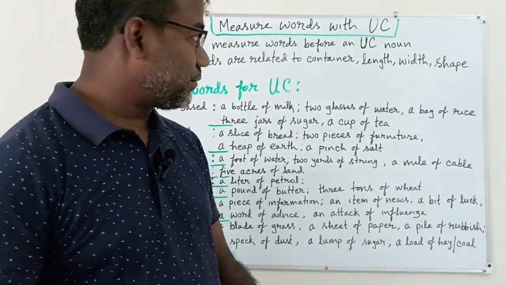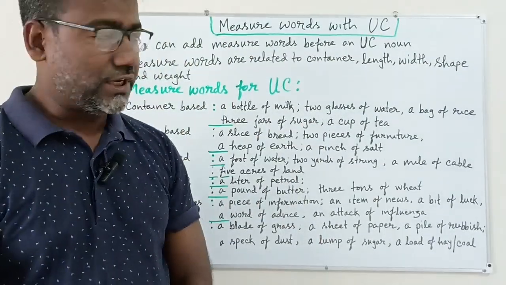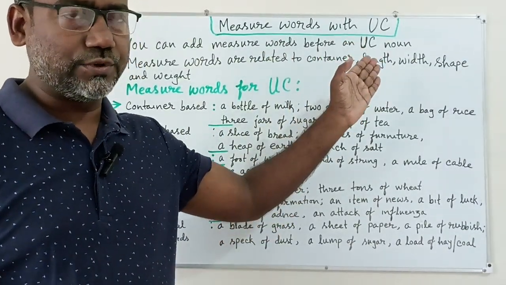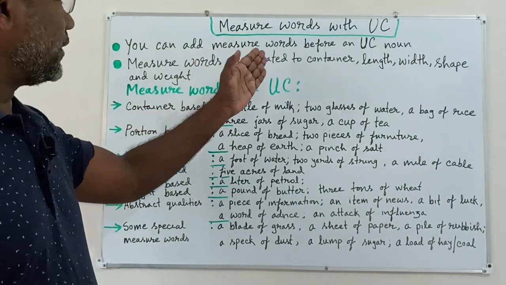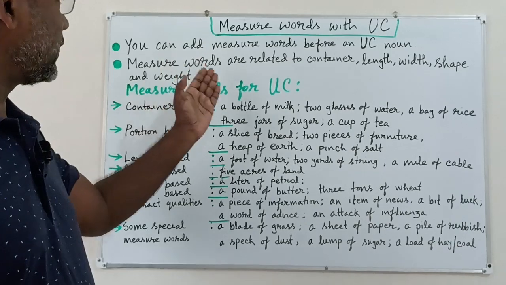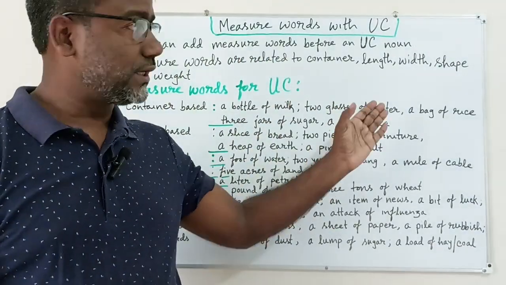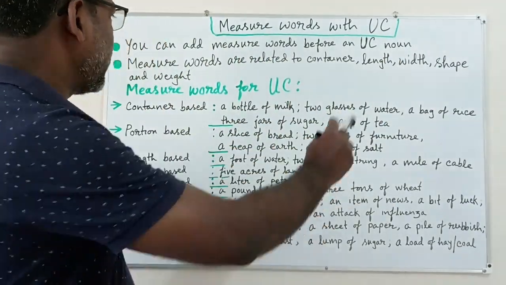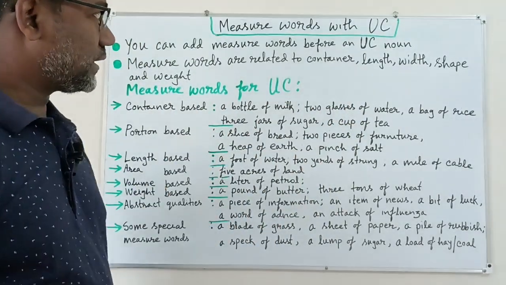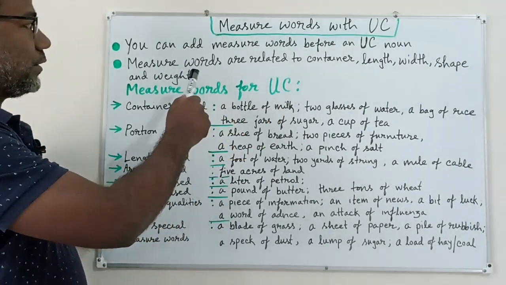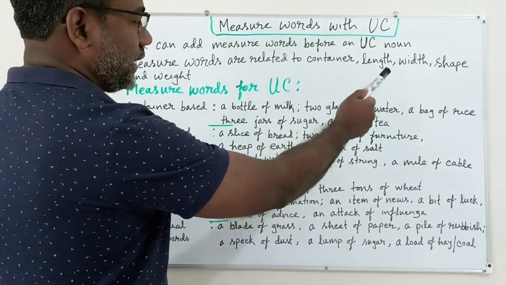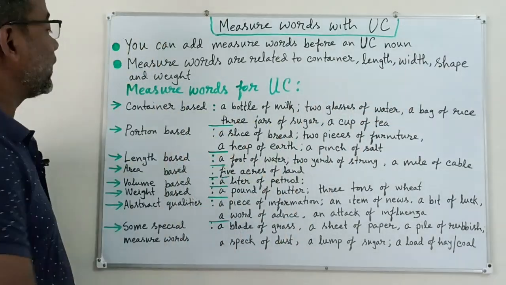Now we are going to learn about measure words with uncountable nouns. We use measure words before uncountable nouns. We can add measure words before an uncountable noun. The second rule is measure words are related to container, length, weight, and shape. All these things are related to measure words. We can make measure words by these things.